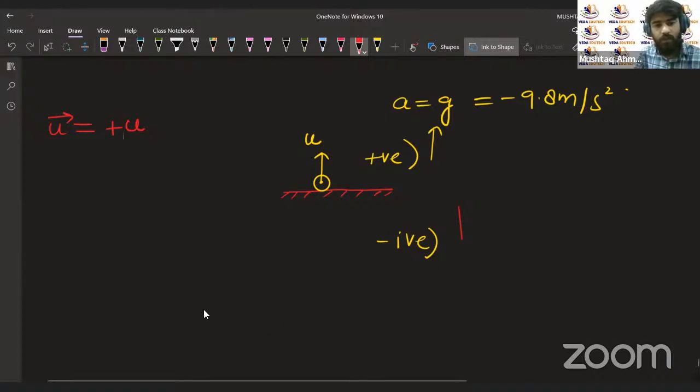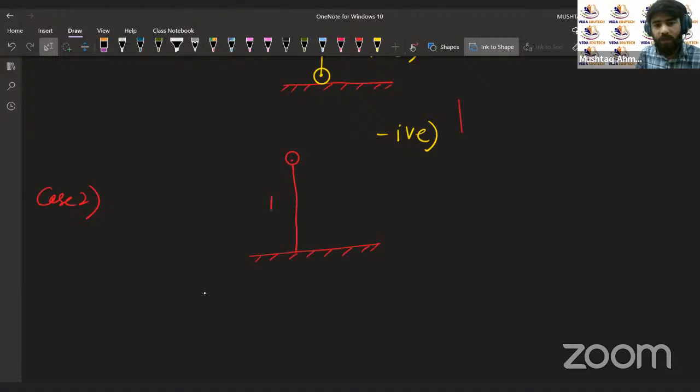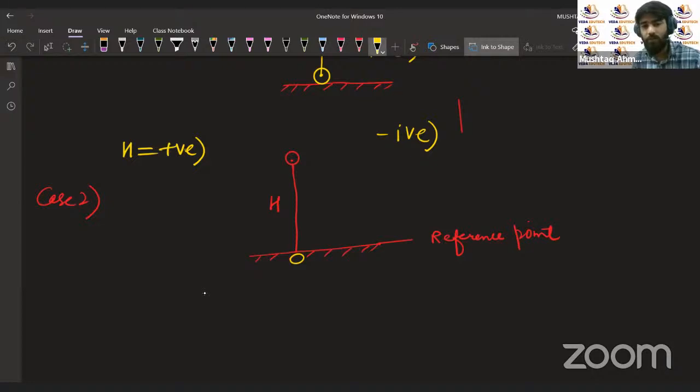Similarly, if we talk about case 2, in case of motion under gravity, suppose that the same body is being dropped or released from some height h. If the measurement is done from this ground, this is our reference point. If the ground is our reference point, it means all the measurements will be done from this point O. Then this height h will be taken as positive, because it's in the upper direction from this reference point O.